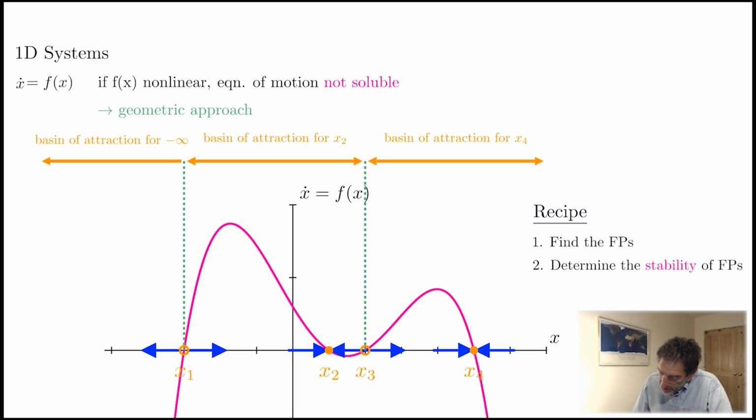And finally, once we have found the fixed points and their stability, we can then infer the global flow. Even without being able to solve the equation of motion exactly, it is possible just by the simple geometric method to infer the global flow of the system.